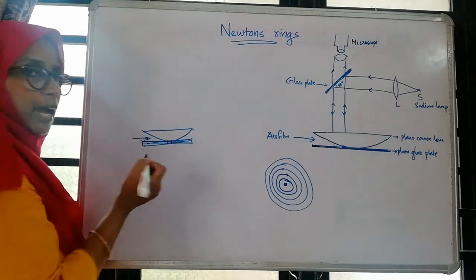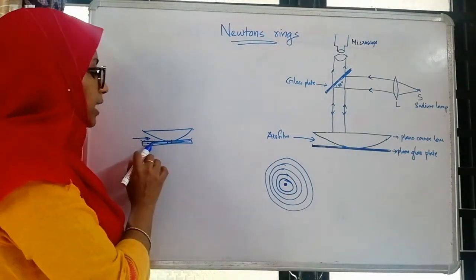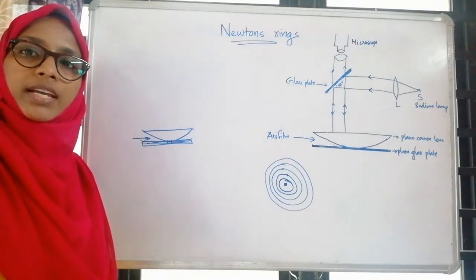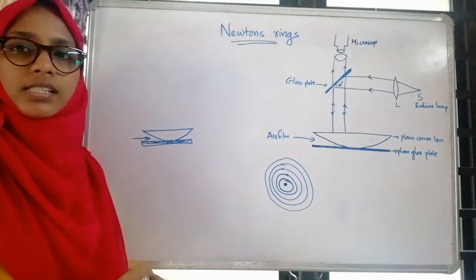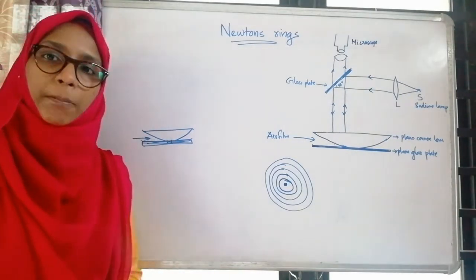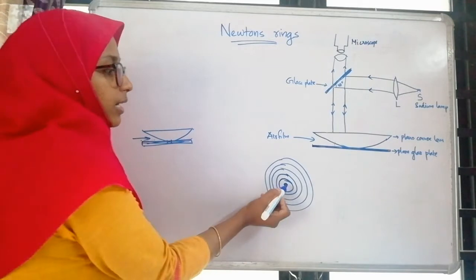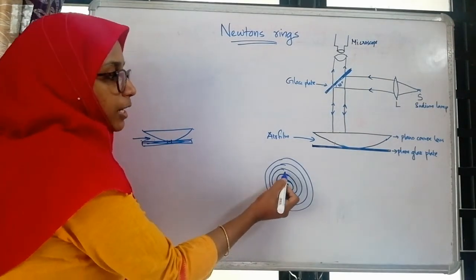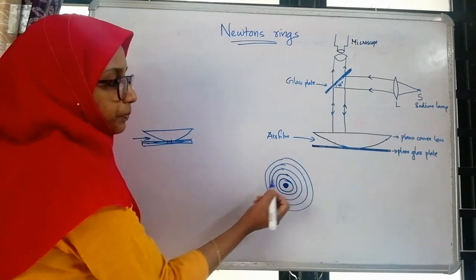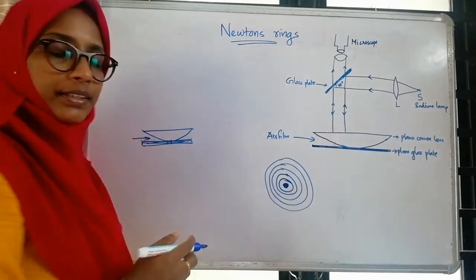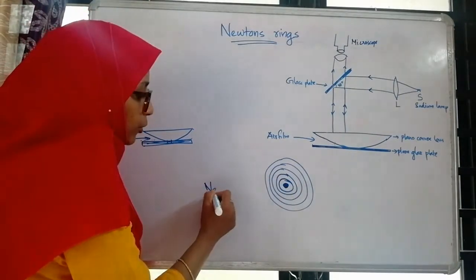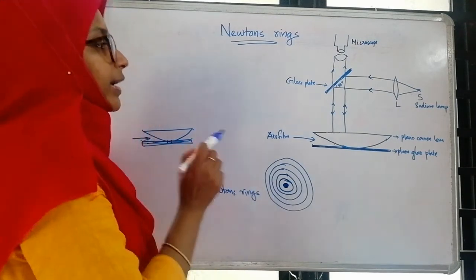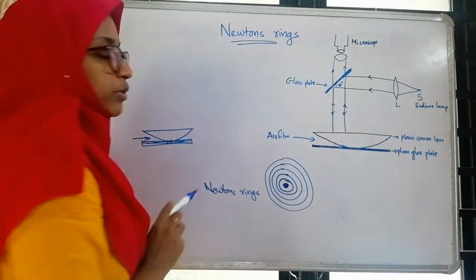Similarly, the air film formed in between this plain glass plate and plano convex lens will have the same thickness in a circular shape. So the fringes will be in the shape of a circle: a central dark fringe, and a bright fringe, and a dark fringe, a bright fringe, etc. So the fringes are forming like this, and these rings are said to be Newton's rings. We can observe these rings from this microscope.